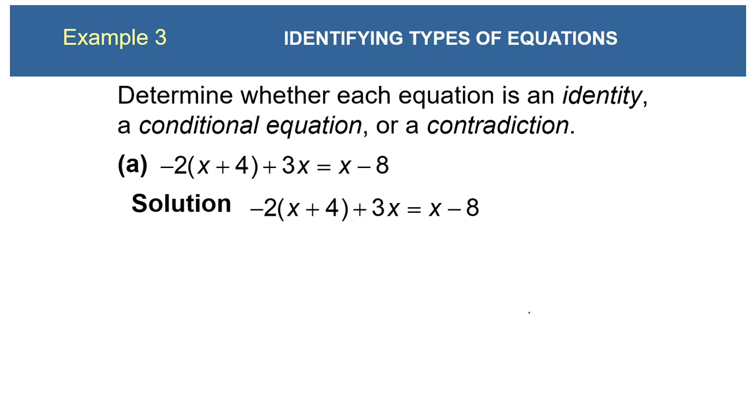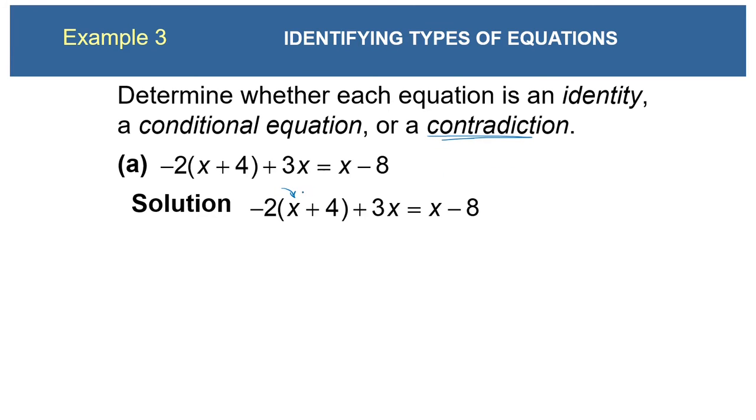Example 3, determine whether each equation is an identity, a conditional equation, or a contradiction. The only way to do that is to actually try to solve the equation. If you get a true statement that's always true, then it's an identity. If you get one solution, it's a conditional equation. If you get something that's totally false, that's known as a contradiction.